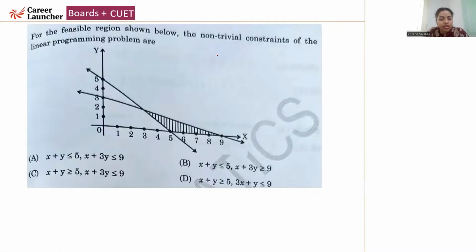So moving on to question number 17, we are given the feasible region in this question and you need to tell the non-trivial constraint. Now in this question number 17, which will be the non-trivial constraint? So what you need to do is just plug in the points and see whether the inequality is satisfied or not. And in this question, option D is correct, which is satisfying the conditions and inequality as well, right?